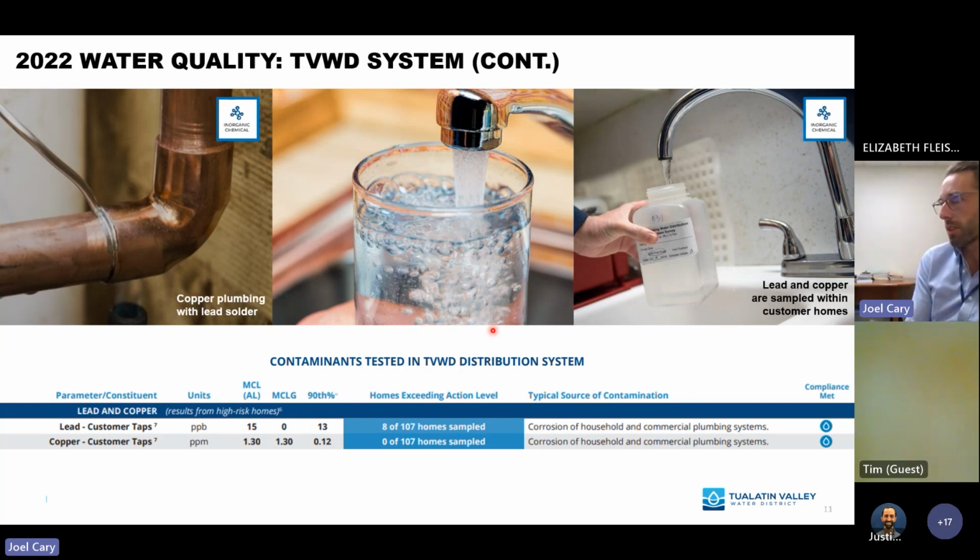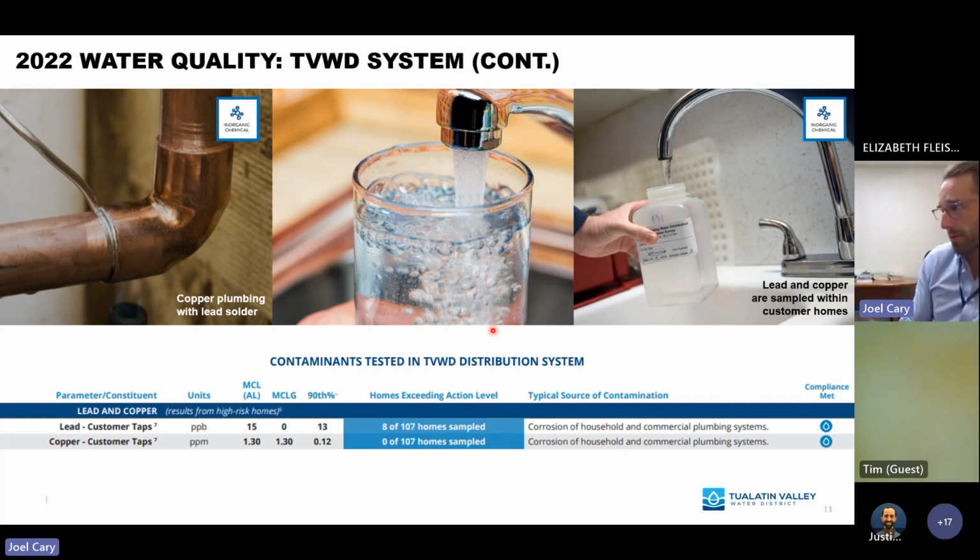Those homes are largely in the early 80s, just because they were the most recent homes built that still used lead soldering before it was banned in the middle of 1985. So we monitor from over 100 homes twice a year. The results you'll see right here are from 2022.